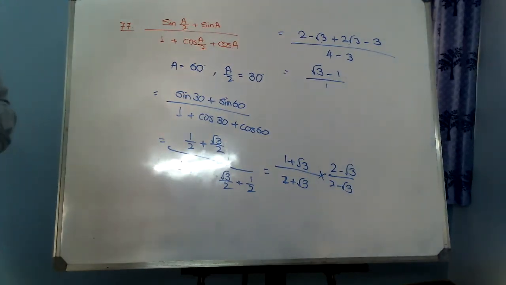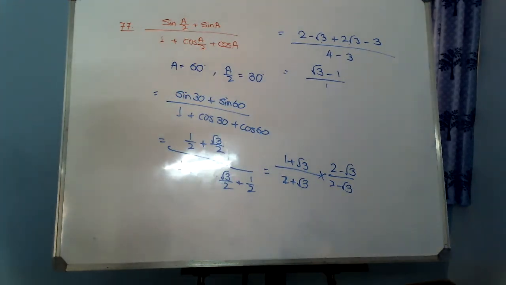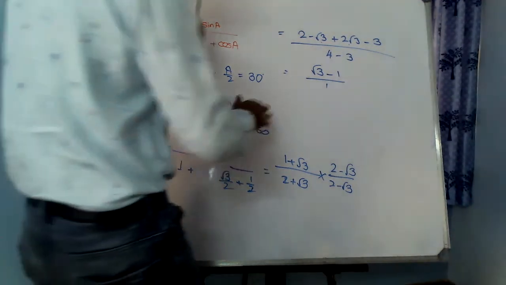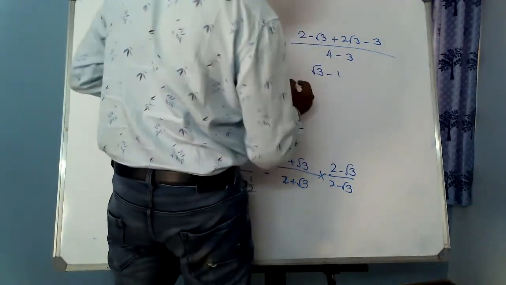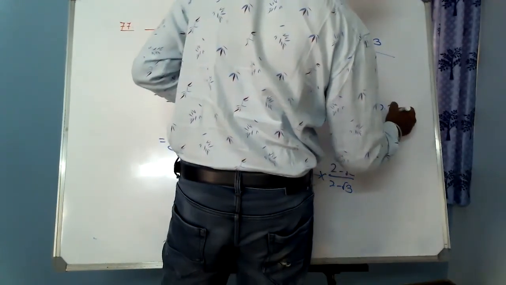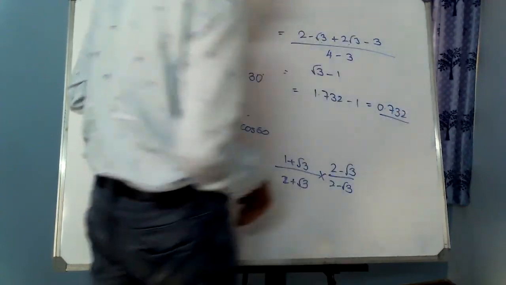They're giving you tan A by 2. Tan A by 2 is tan 30. So tan 30 is nothing but 1 by root 3. So tan 60 is root 3 by 2? Okay, we'll find out its value and then we'll see. Root 3 value, you know, it's 1.732. 1.732 minus 1, that is 0.732. That is the value I'm getting, right?